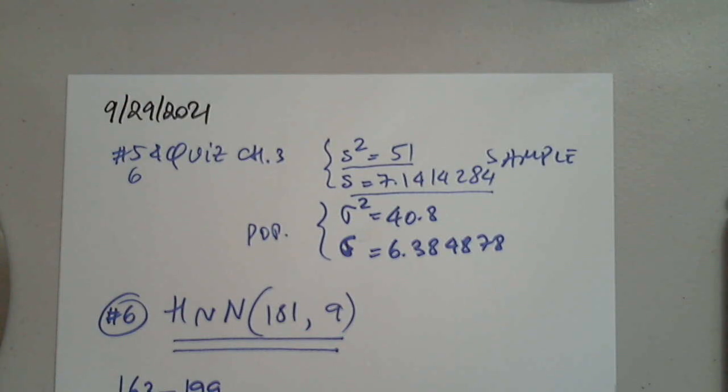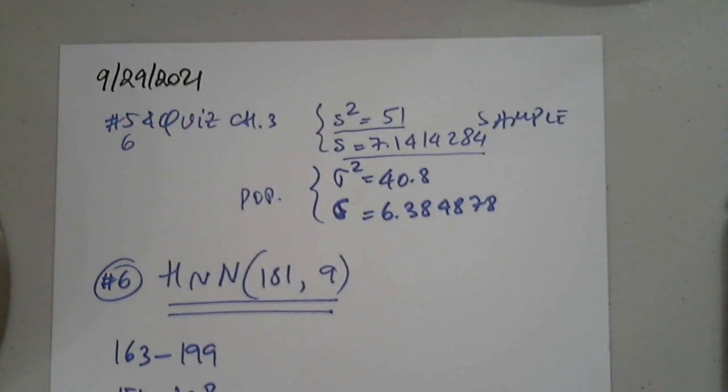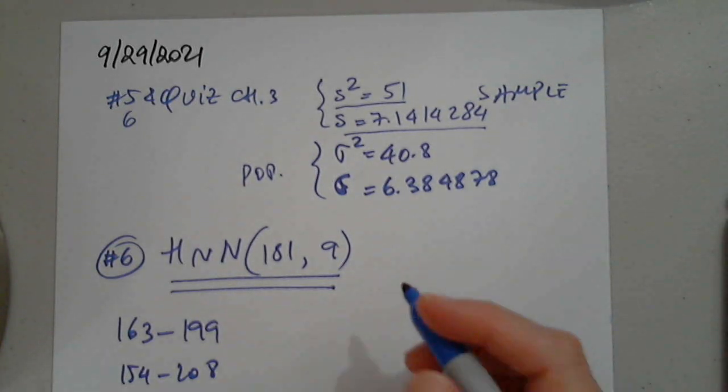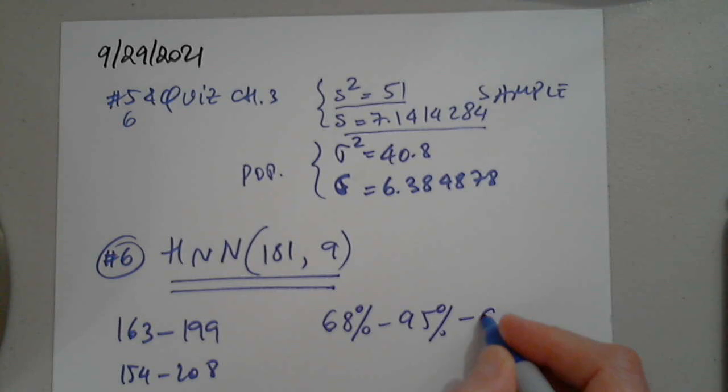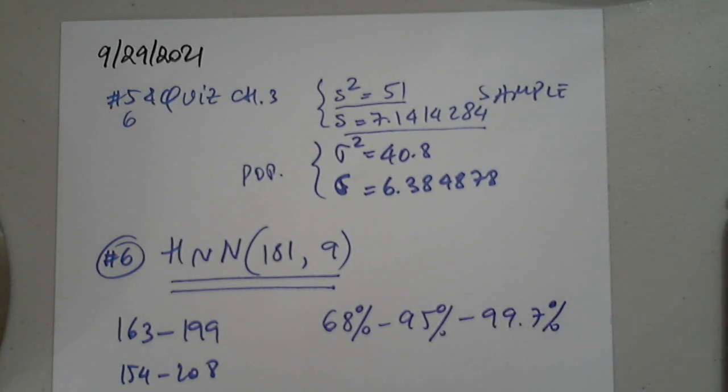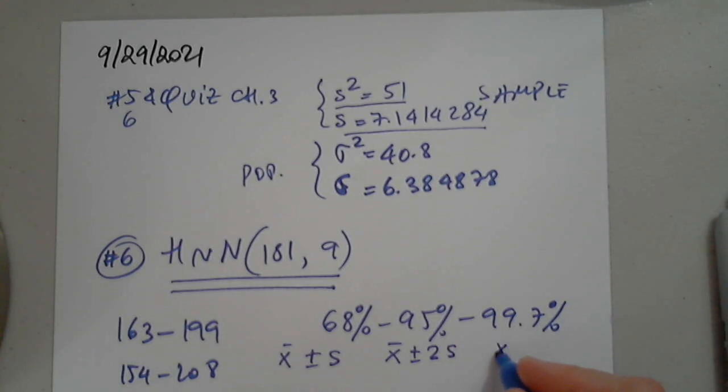Perfect. So let me stop sharing. Now remember, the empirical rule says 68%, 95%, and 99.7%. This one is x bar plus or minus 1 standard deviation. This one is x bar plus or minus 2 standard deviations. And this one is x bar plus or minus 3 standard deviations.